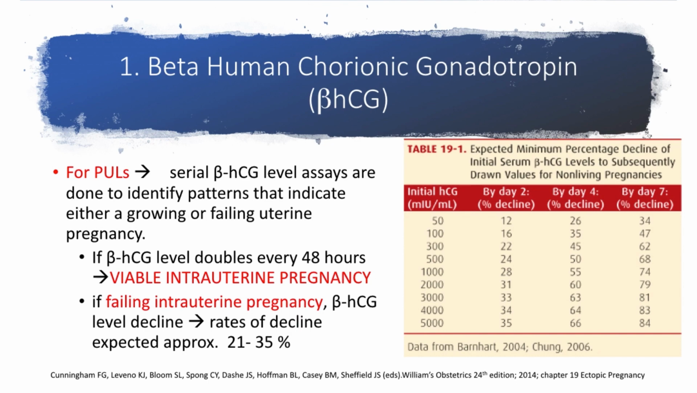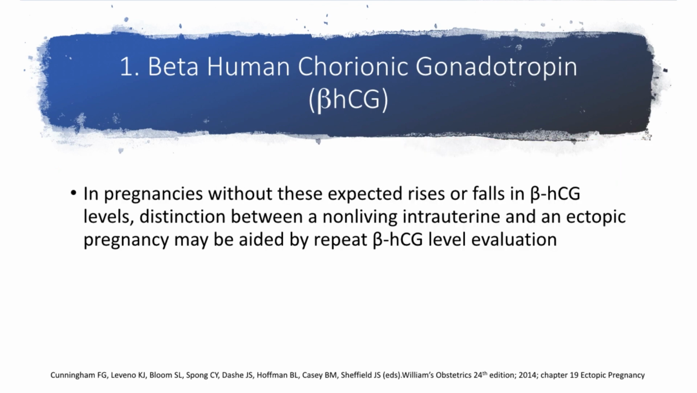Now for PULs, we can do serial beta-HCG level assays to identify patterns that indicate either a growing or a failing uterine pregnancy. If the beta-HCG level doubles every 48 hours, then we could say that this is a viable intrauterine pregnancy. In a failing intrauterine pregnancy, usually the beta-HCG levels decline, and the expected rate of decline approximates 21 to 35%. In pregnancies without these expected rises or falls in the beta-HCG levels, distinction between a non-living intrauterine and ectopic pregnancy may be aided by repeat beta-HCG level evaluation.